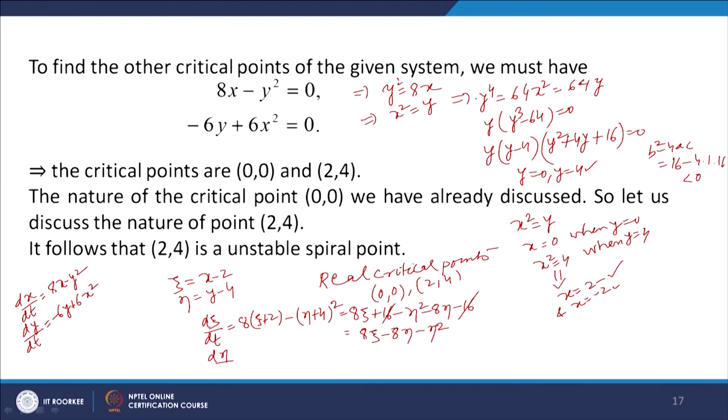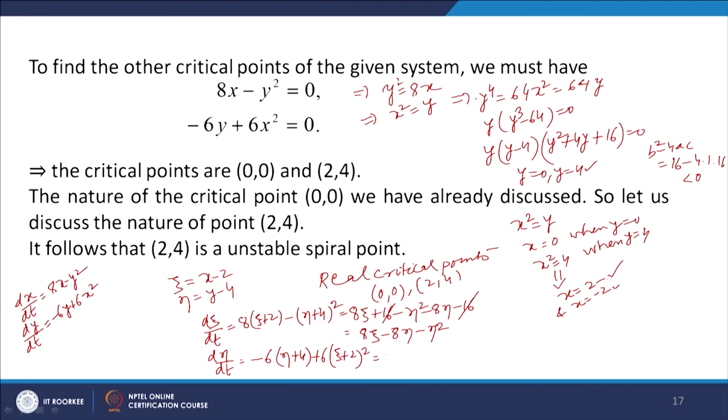And dη/dt is equal to dy/dt. So, dy/dt we can write as dη/dt, and then −6 times y, which is η + 4, plus 6 times x², (ξ + 2) whole square.